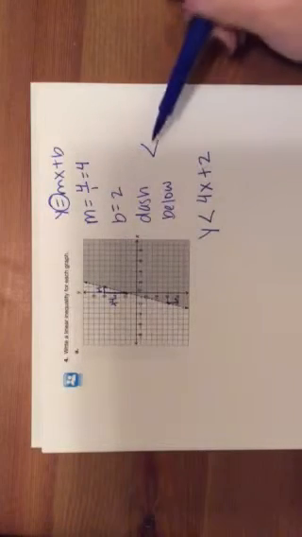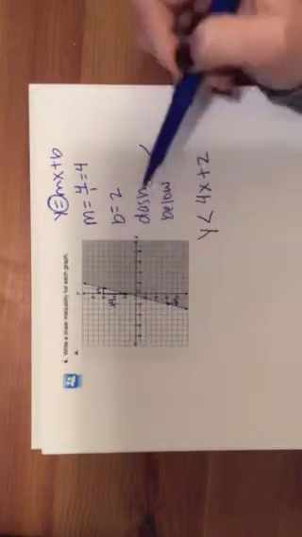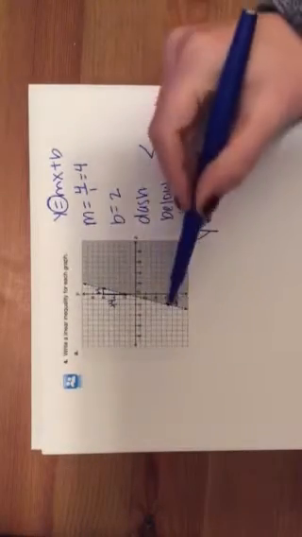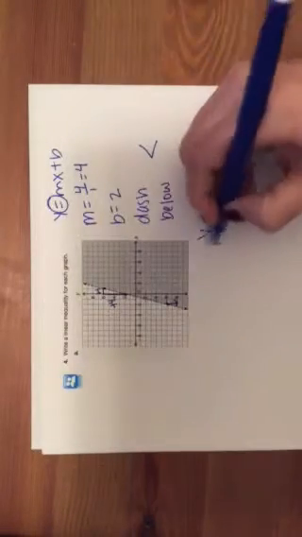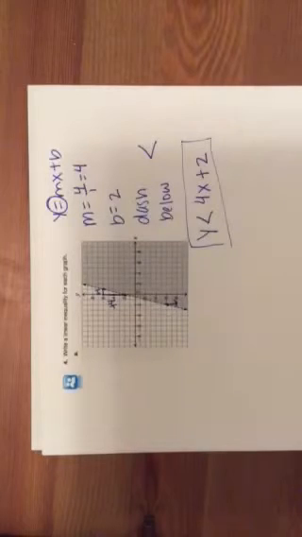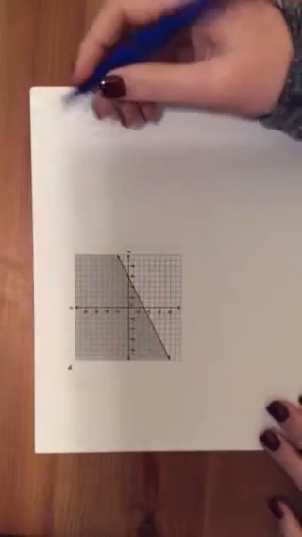Okay, so this sign comes from the type of line that I drew through. It was dashed, so that's why I didn't put a line there. The shading was below, so that's why I made it a less than. Once you get this, you're done. So we're going to go ahead and flip to the next page, and we're going to try it again.